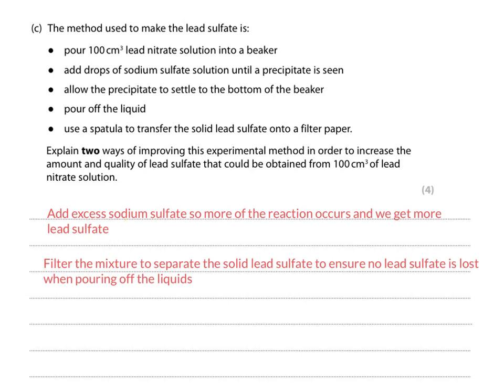A couple other things you might think of. So another thing is we could purify the lead sulfate by washing it. So you wash the lead sulfate so the impurities are removed. And the other thing we could do again to improve the quality is drying it properly. So we could place the lead sulfate that we made in a chemical oven and allow it to dry, and that will increase the quality because it removes water, which is an impurity.